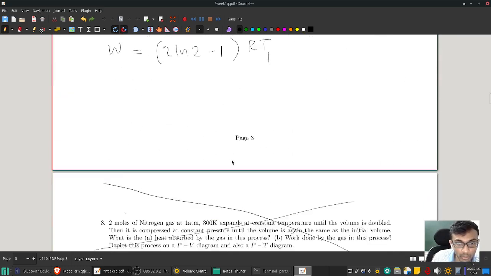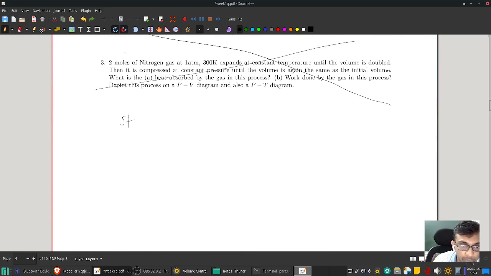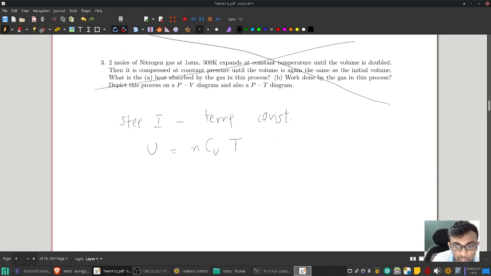So initially, in step one, temperature was constant. So it's an isothermal process, and assuming it's an ideal gas, the internal energy depends only on temperature. So if temperature is a constant, so for an ideal gas, this is the internal energy. Since temperature is a constant in this step, the change in internal energy in this step is zero.